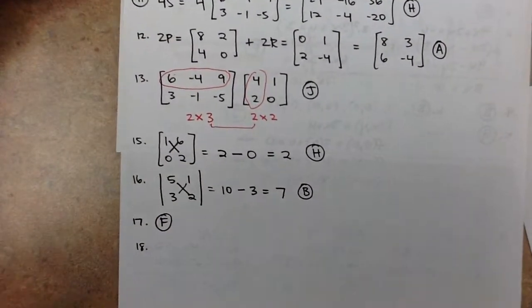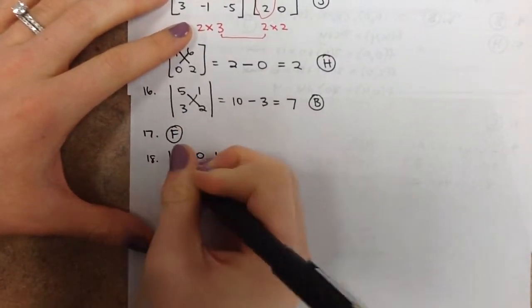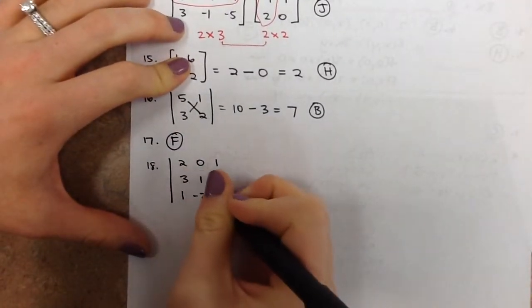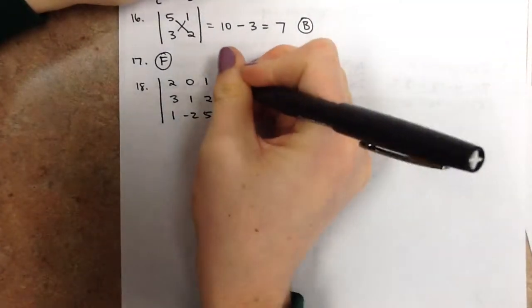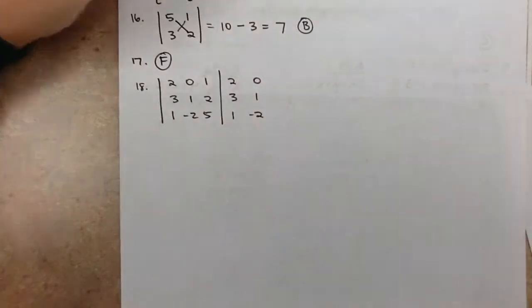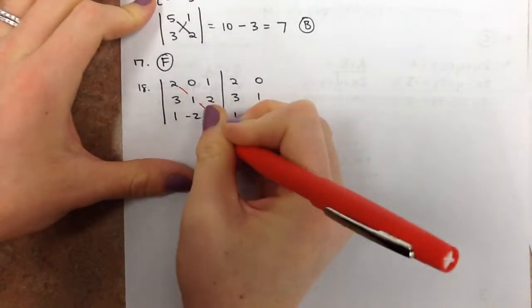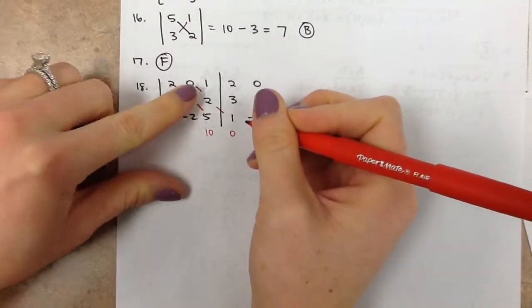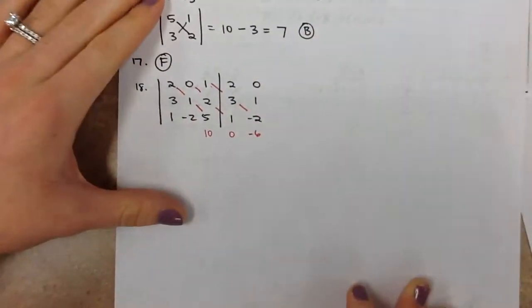Okay, 18 is one of those three-dimensional determinants. And 1, -2, 5. Okay, so the first thing you do with these ones, remember, is you take the first two columns and you copy them off to the side. Okay, and then we do the downward diagonals first. So 2 times 1 times 5 gives us 10. 0 times 2 times 1, always 0, anytime I come across a 0. 1 times 3 times -2 gives us -6.